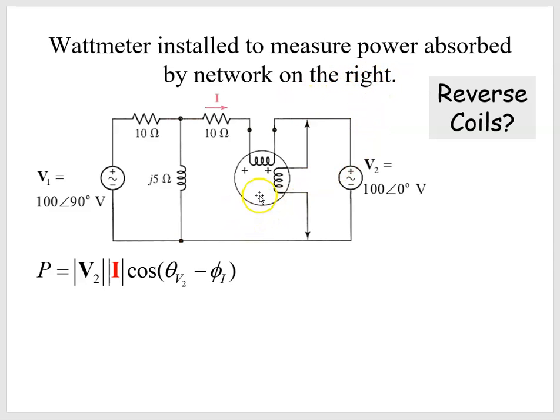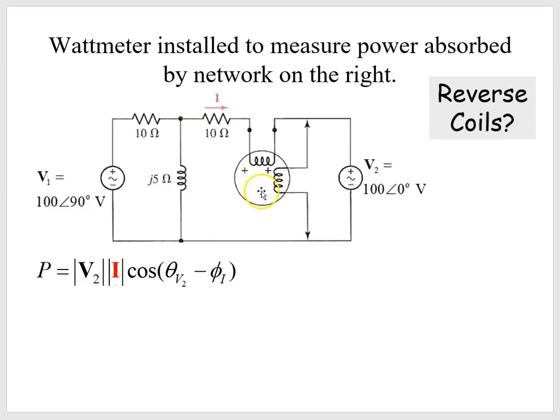What will it measure? Well, it's going to measure the voltage across the potential coil. So that's V2. We're given V2 here. And it's going to measure the current through this 10 ohm resistor, because it's going to be in series with our current coil. We have V2 at angle 0 degrees, so we just need that current phasor, the magnitude and the angle. So if we're asked what it is going to measure, then we want to analyze this circuit.